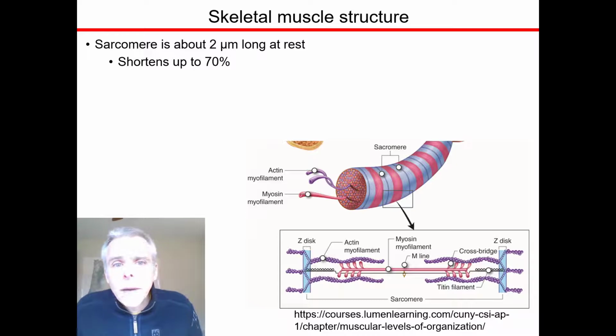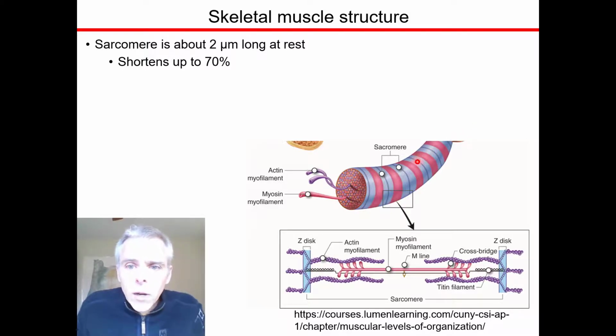The sarcomere is about 2 micrometers long at rest, and during the process of muscle contraction, they're going to shorten up to 70%. So you can envision if we have this muscle, this myofibril here, if each one of these sarcomeres shortens up to 70%, you're going to have a dramatic shortening of that entire muscle. So an individual sarcomere only shortens a little bit, right? It's only 2 micrometers long, so when it shortens, it's only shortening by a micrometer or so. But if you add a whole bunch of those together, you can get a lot of distance in contraction.